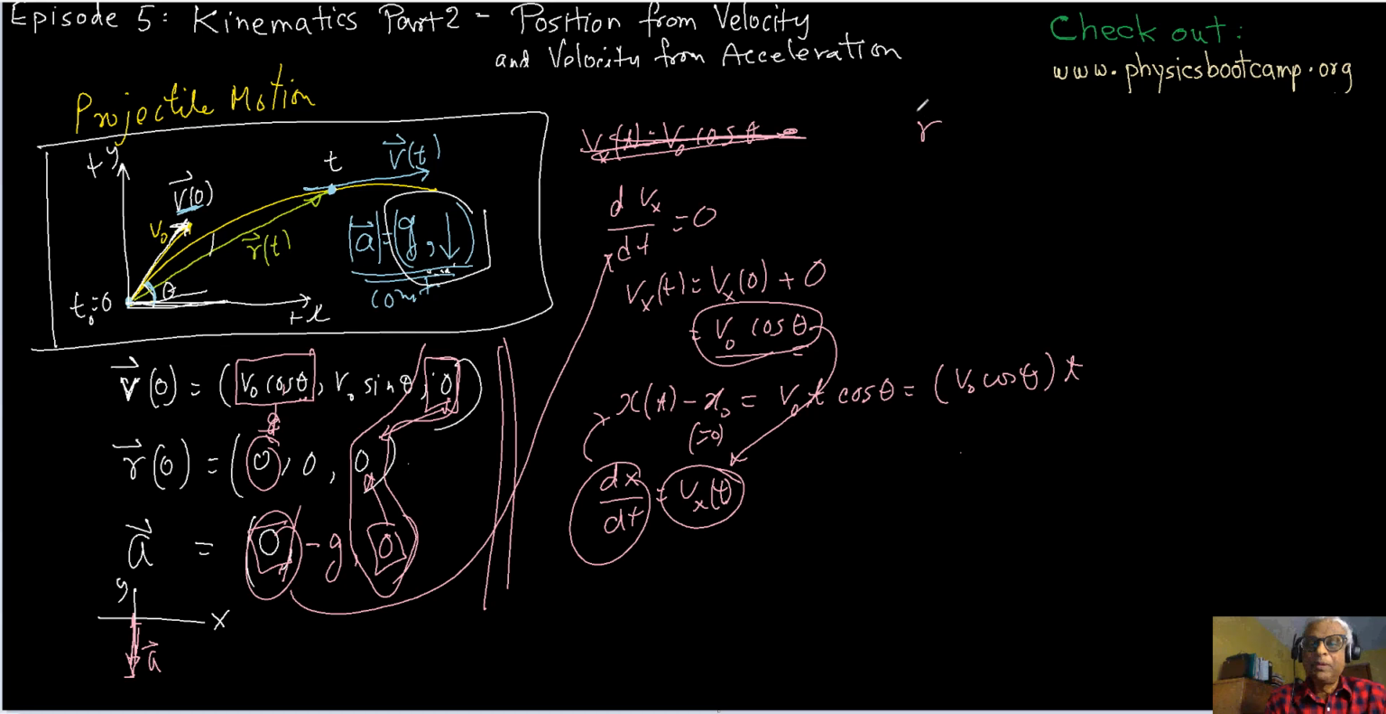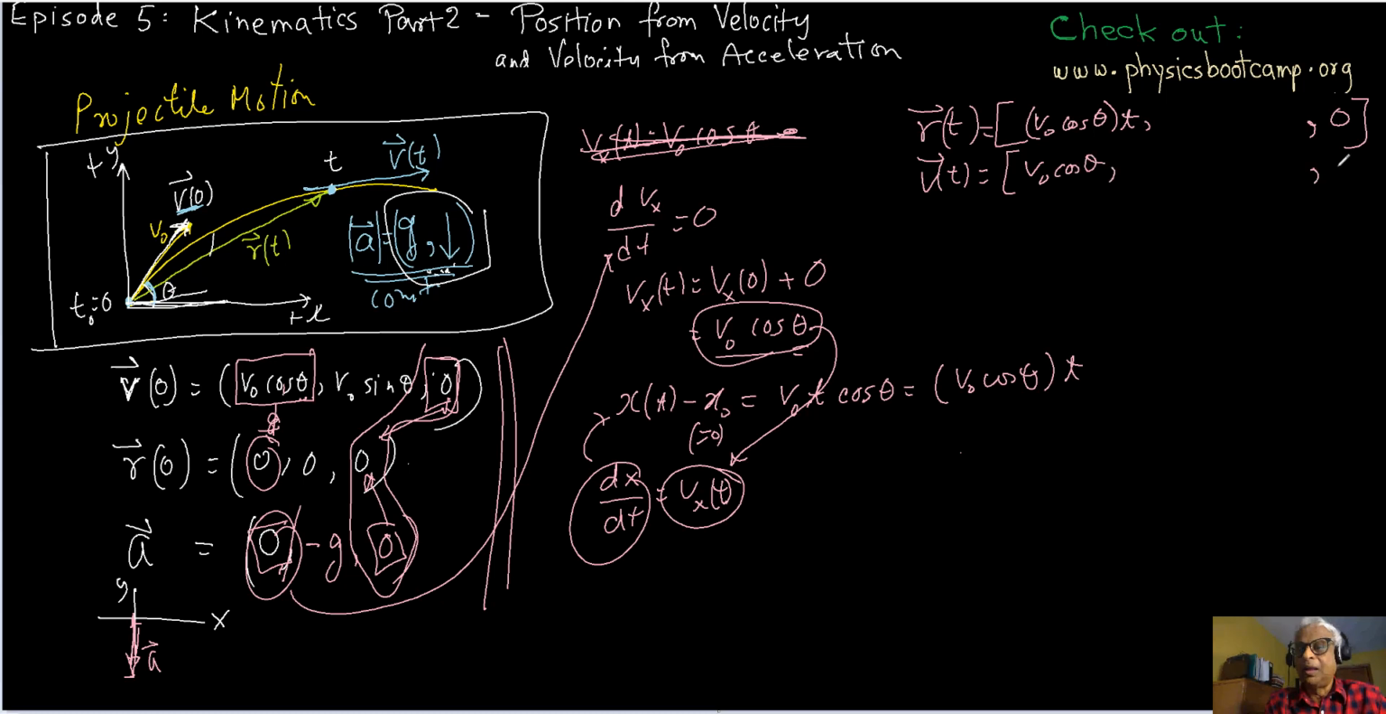So if I look at r of t, I get v0 cosine theta times t for the x component, and the z component I already have as 0. And v of t has v0 cosine theta, and the z component remains 0. So these are the only things I need to figure out.